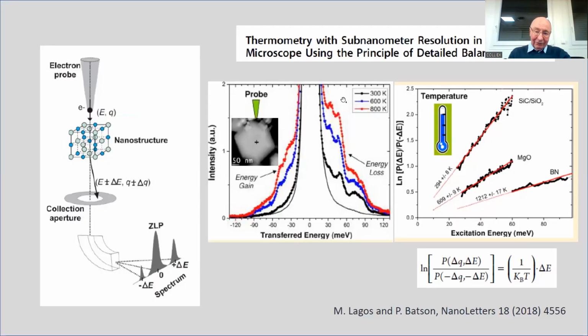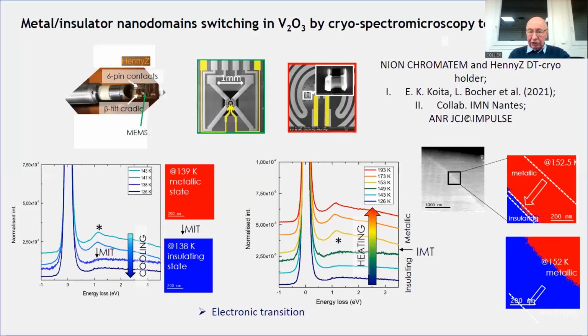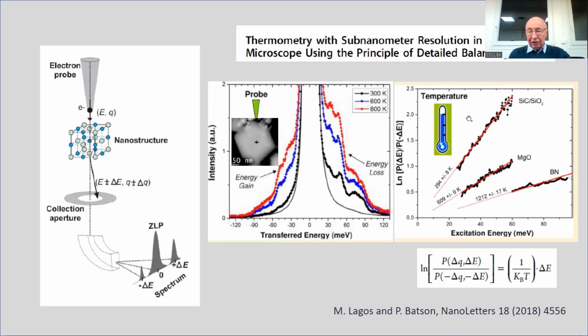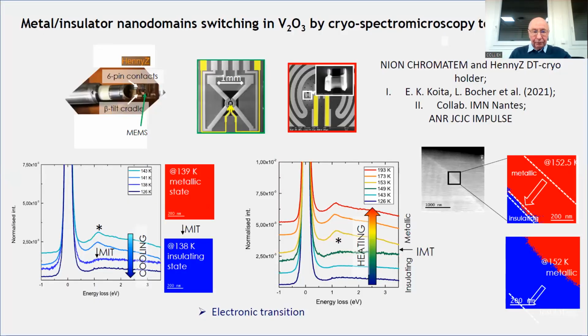So you have the energy gain, the energy loss. And due to a principle which means that the ratio of this intensity of loss divided by gain, or the contrary, it depends on the temperature linearly. And this has been checked on this example, and these are temperature curves detected from the energy gain. So thermometry.